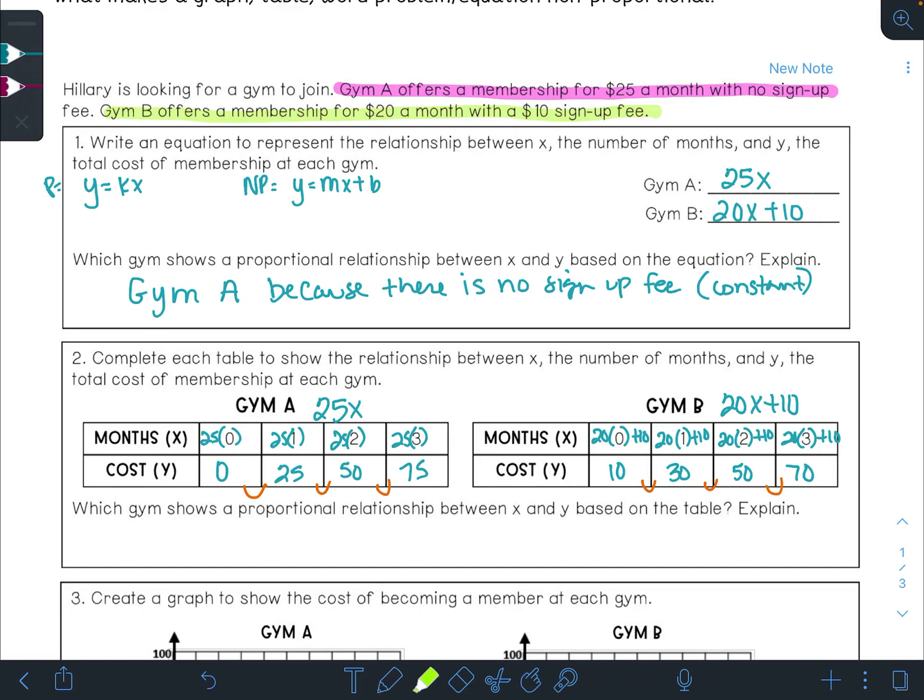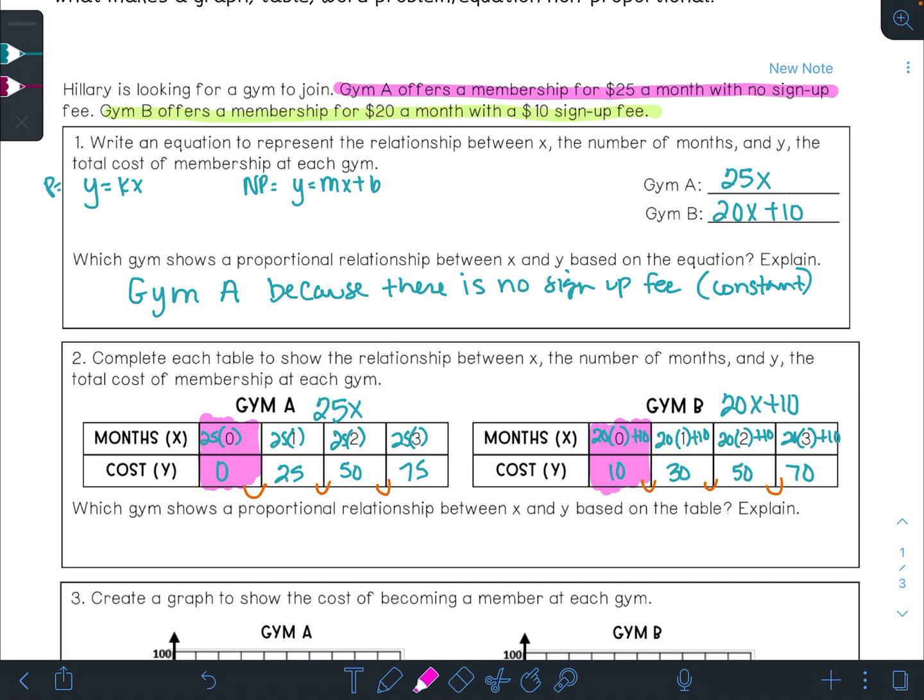However, when I'm trying to decipher the difference, at Gym A, when I have 0 months, it costs me $0. With Gym B, when I have 0 months, it costs me $10. I'm going to show you another way to tell when a table is proportional, but one way is that when your x is 0, your y is also 0.